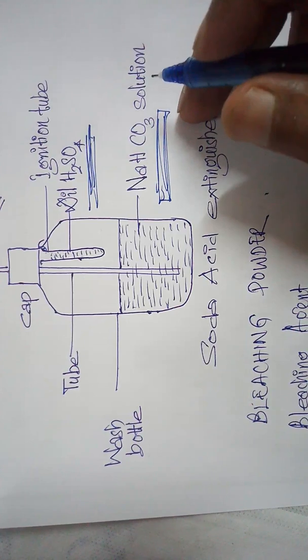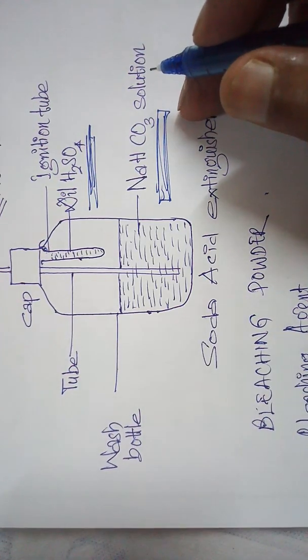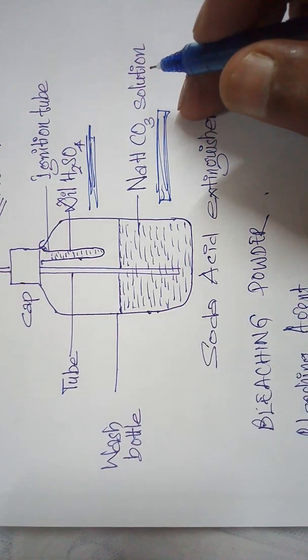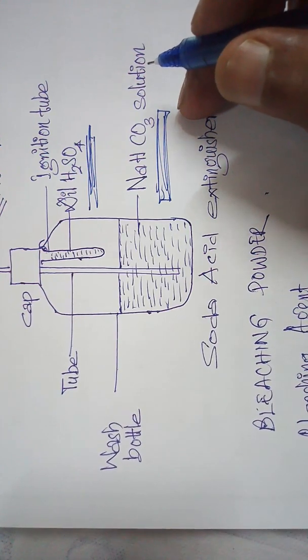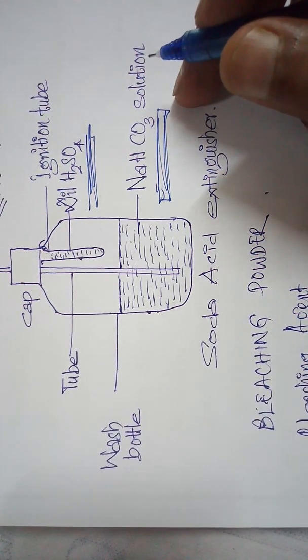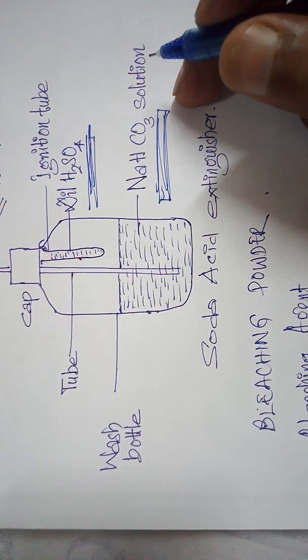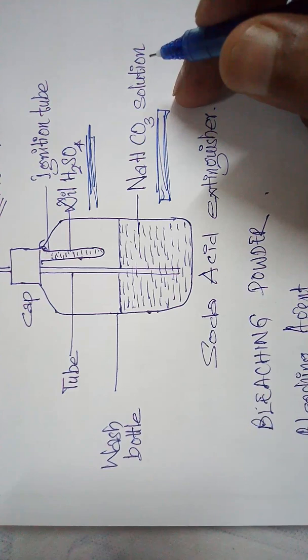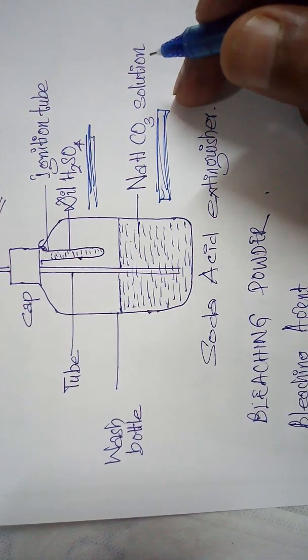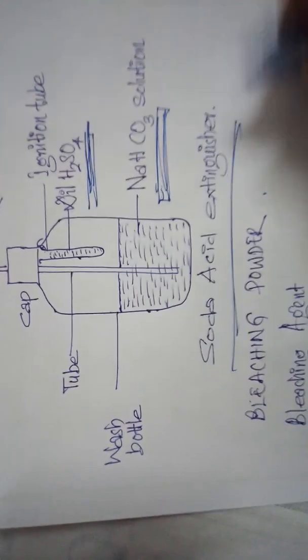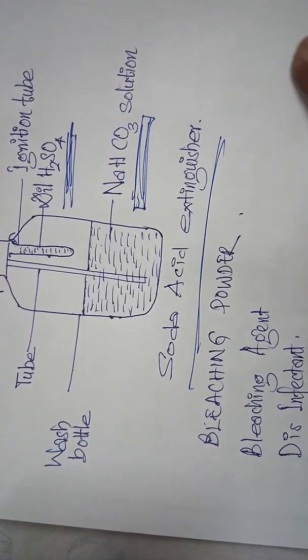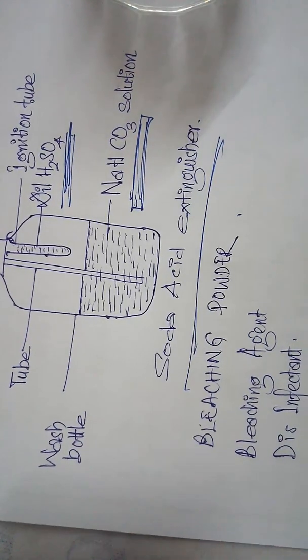Since the supply of air is cut off, the process of burning stops and the fire gets extinguished. The stream of liquid falling on the burning substance also helps in putting off the fire by cooling the burning substance to below its ignition temperature. This is the process of the soda acid extinguisher.